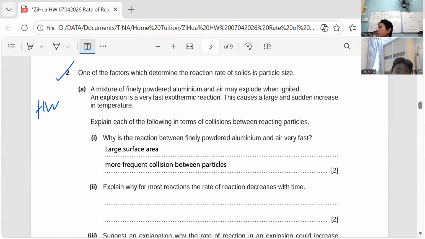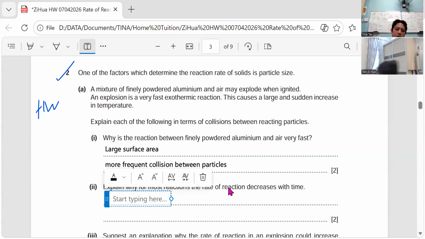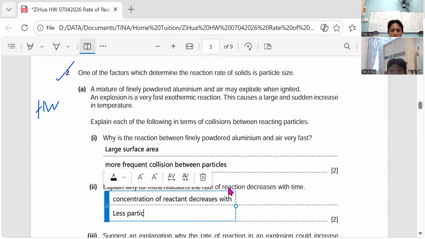Explain why the rate decreases as the concentration of reactants decreases. Concentration of reactant decreases, so lower frequency of successful collision. And you can also say fewer particles per unit volume.